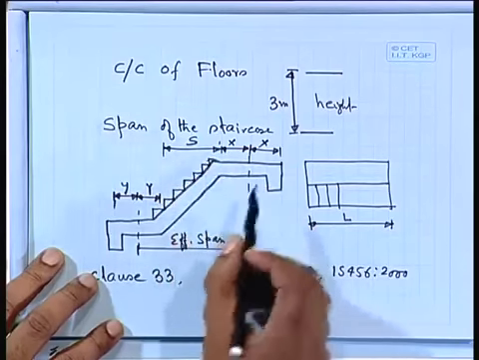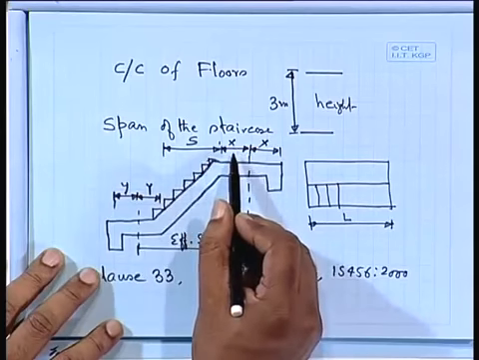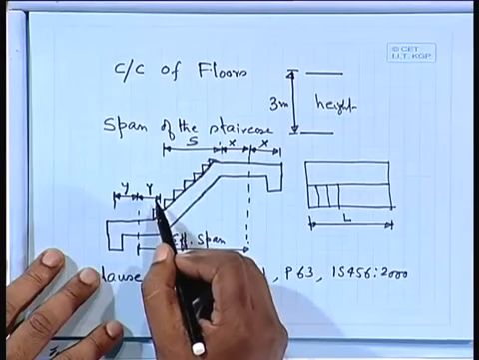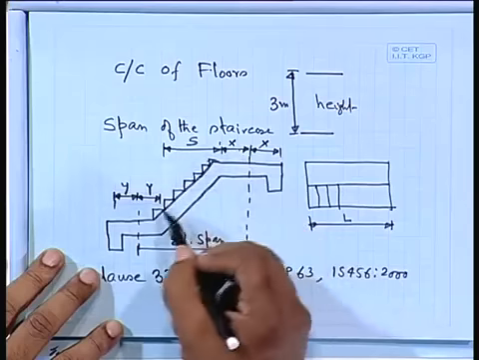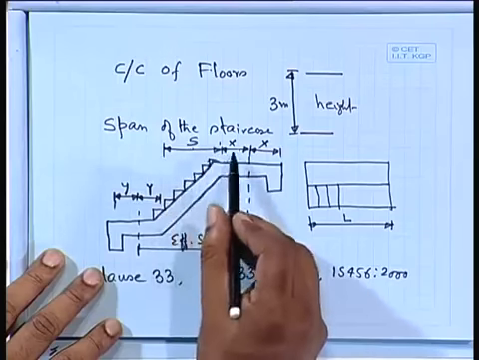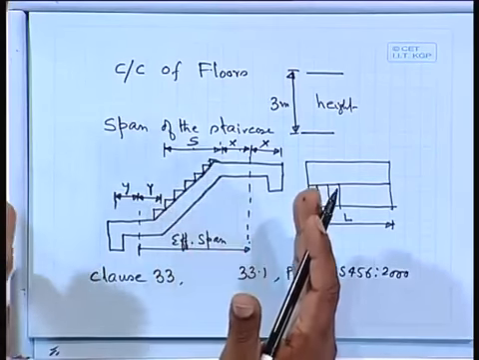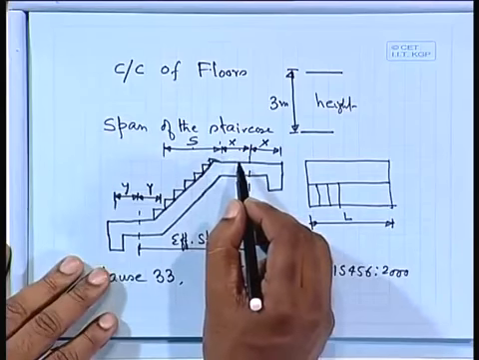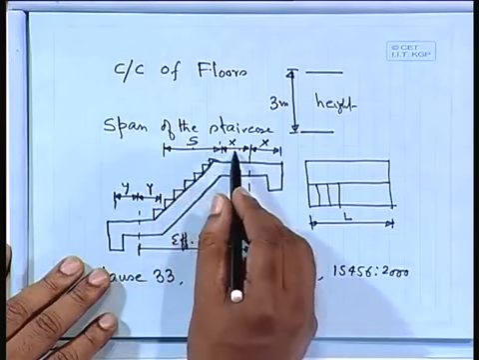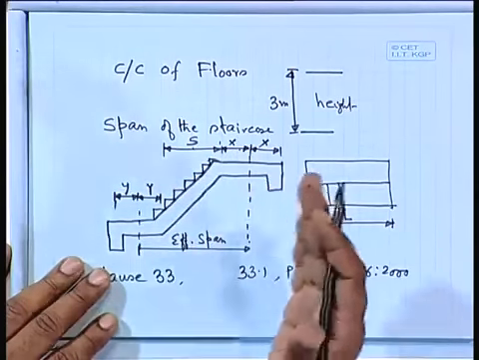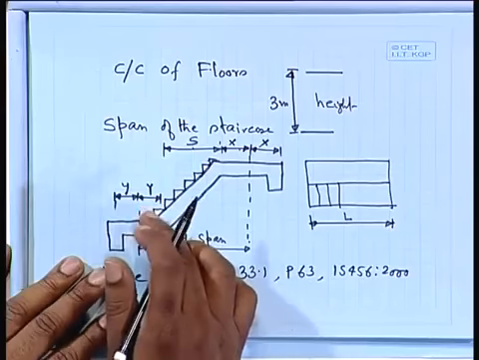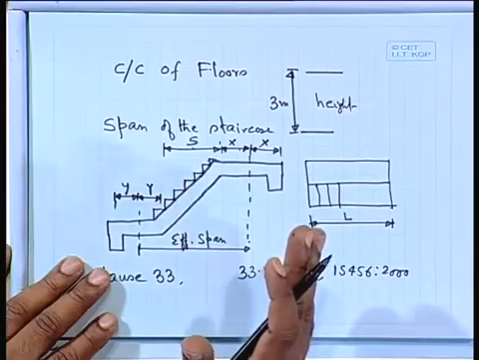S is the distance. So our code says that if x is less than 1 and y is also less than 1, that means if x and this one is another y, if these are less than 1, then you take s plus x plus y as the effective span. But if x is greater than 1 and y is also greater than 1, then you take s plus 1 meter, because if x is greater than 1 meter, then you take 1 meter, and if y is also greater than 1 meter, then you take 1 meter. Otherwise, if it is less than 1, then you take that x only.